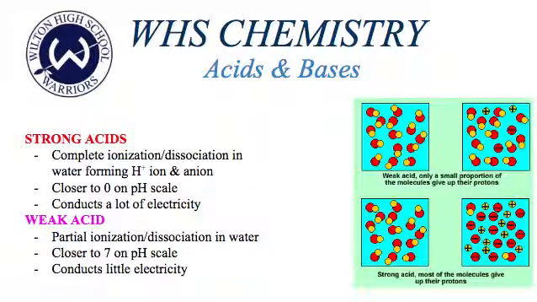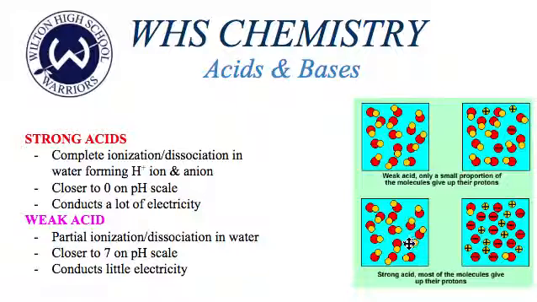Okay, so first let's look at strong acids and weak acids. With a strong acid, we have a complete ionization or dissociation in water, which allows for the forming of H plus ions and anions. So as you can see in this picture, the bottom two squares are showing a strong acid.